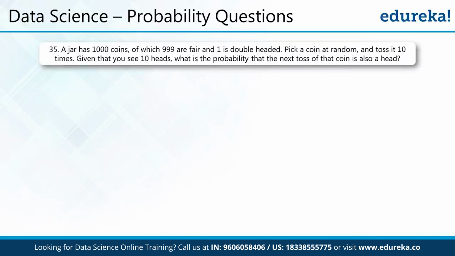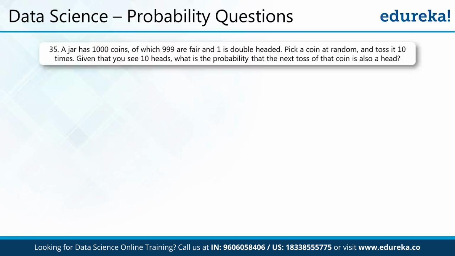So let's take up this question, which says the jar has 1000 coins, of which 999 coins are fair, which means one head and one tail, and there is one coin which is tampered with, and both sides of that coin are heads. We need to now pick a coin at random from this jar and toss it 10 times.